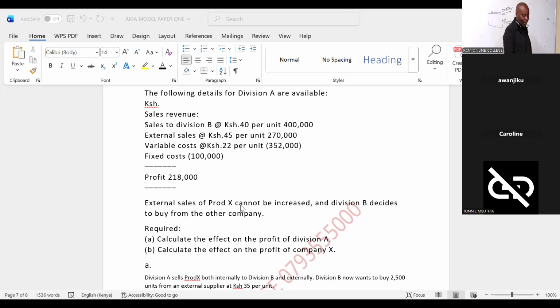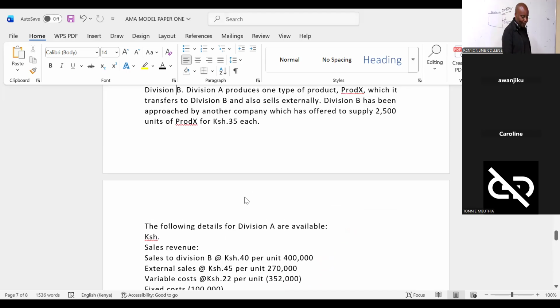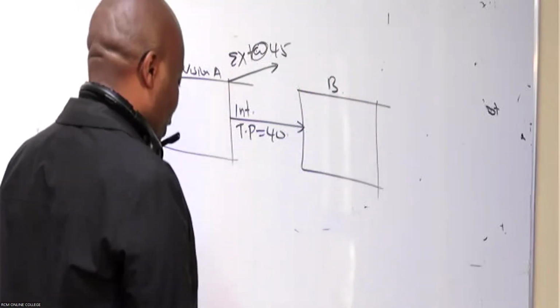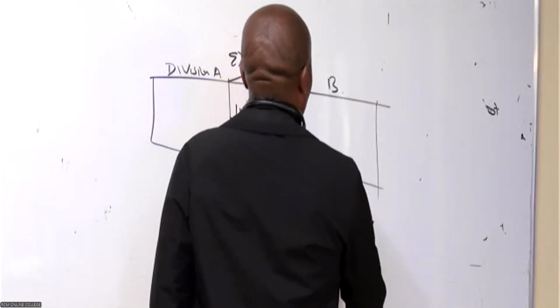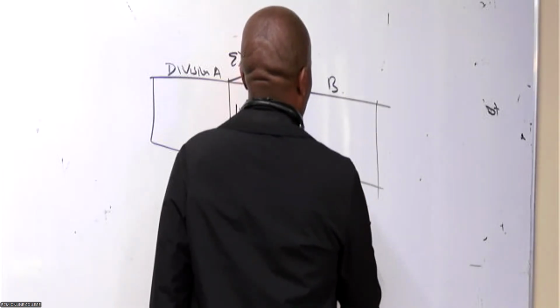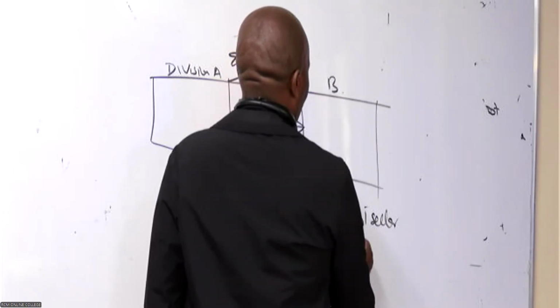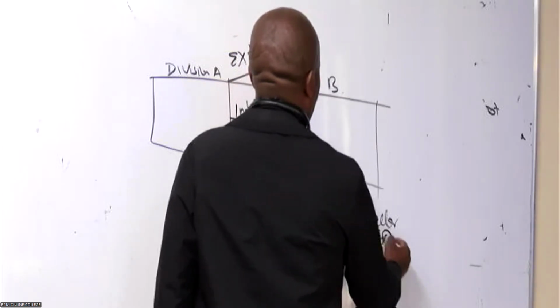And then there is another ninja who has seen an opportunity, who is making this product X, who wants to transfer to us this product X at a lower price. You can see division B has been approached by another company which has offered to supply 2,500 units of product X for 35 each. So in this case, we have an external seller who has approached B to sell 2,500 units at 35.